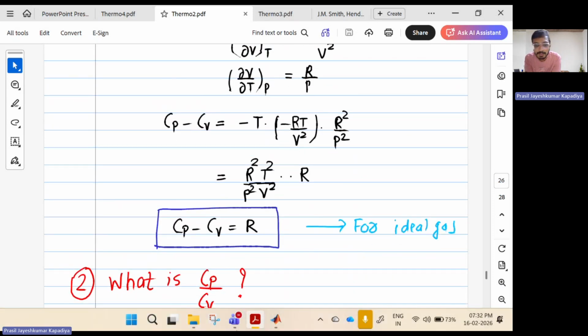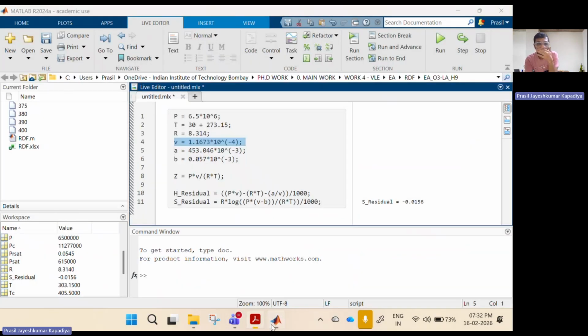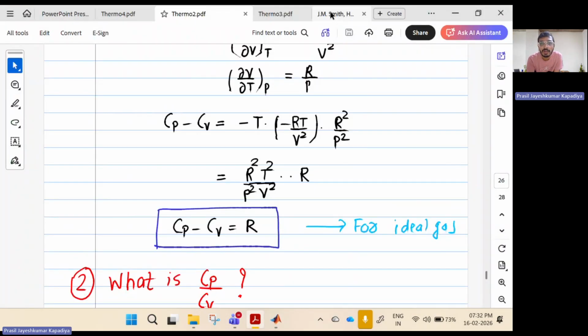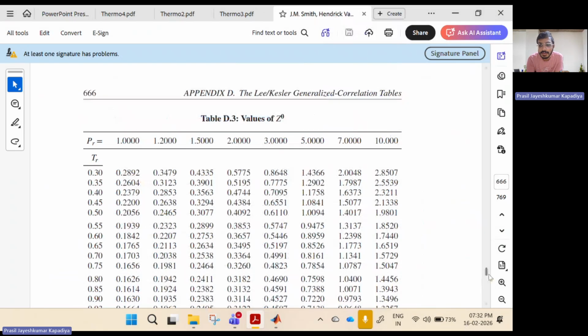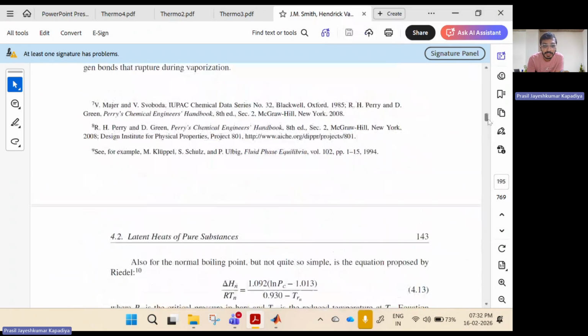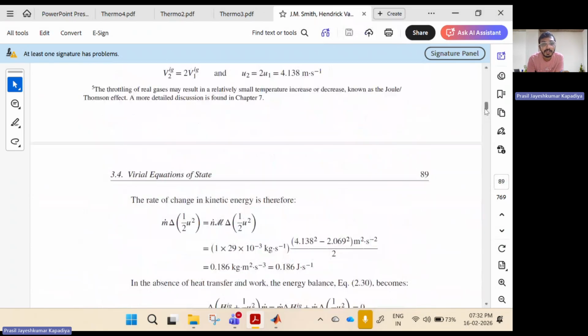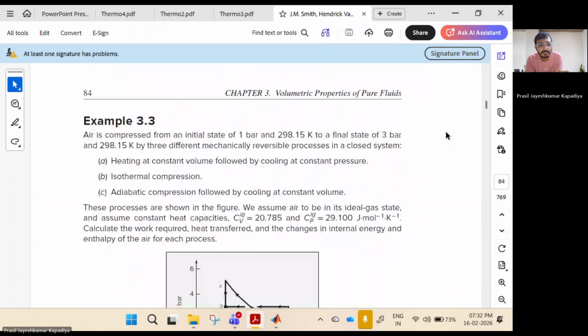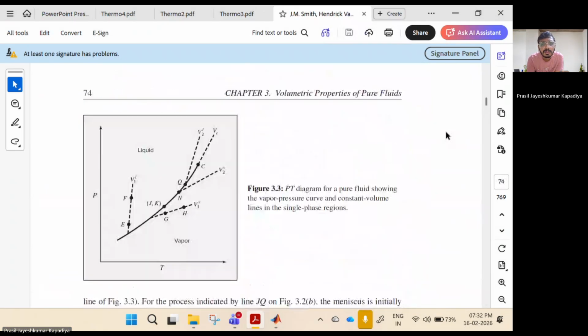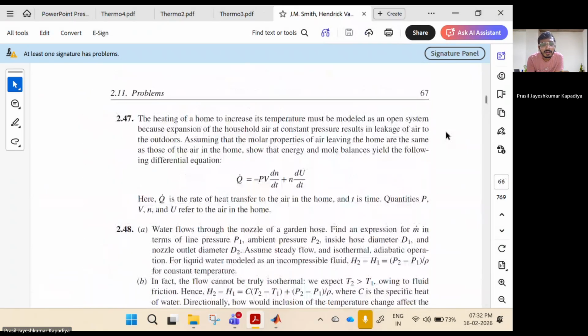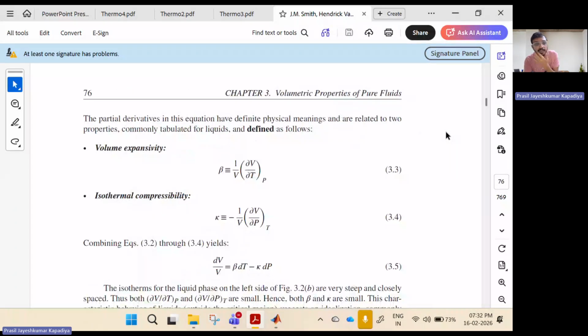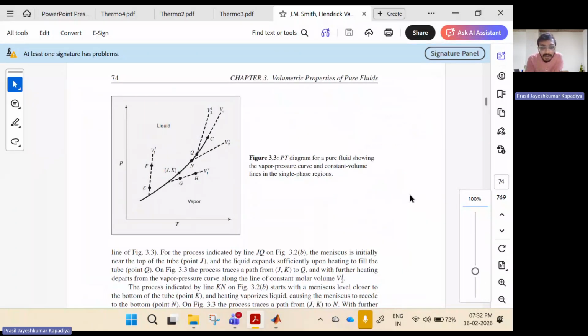So now we knew that Cp minus Cv is equal to R is true only for an ideal gas. So when gas behaves ideally, let's try to find it out from this Z chart. The compressibility factor chart is here only in this chapter.